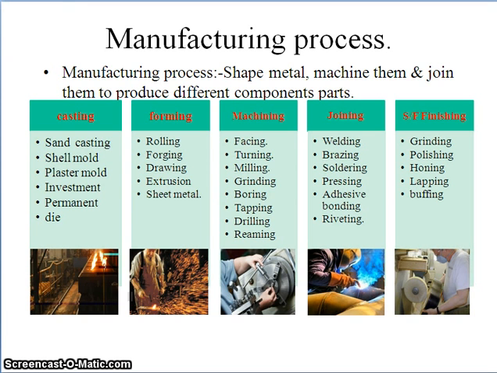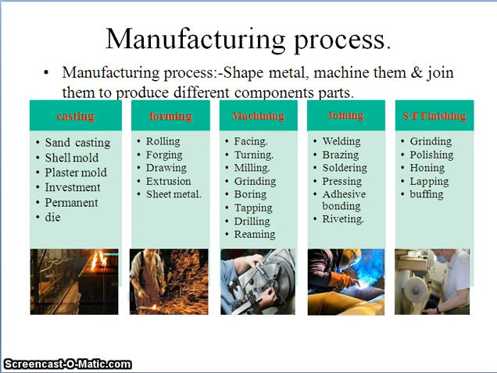The last type of manufacturing process is the surface finishing process. These processes are mostly adopted on the metal at the end of the manufacturing process in order to increase their appearance and aesthetic. The different types of surface finishing process are grinding, polishing, honing, lapping, buffing, burnishing, etc.